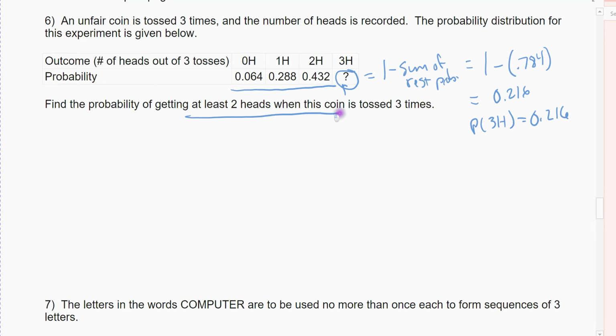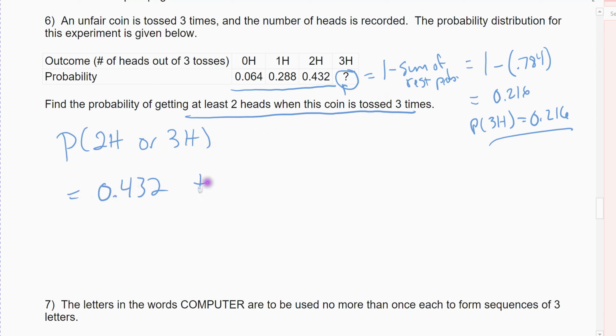Right, then we're going to use it. What's the probability of getting at least 2 heads? Well, the probability of getting at least 2 heads is getting the 2 heads or the 3 heads case, which is why I needed this. It's the probability of getting 2 heads plus the probability of getting all 3, which is the one I just found.